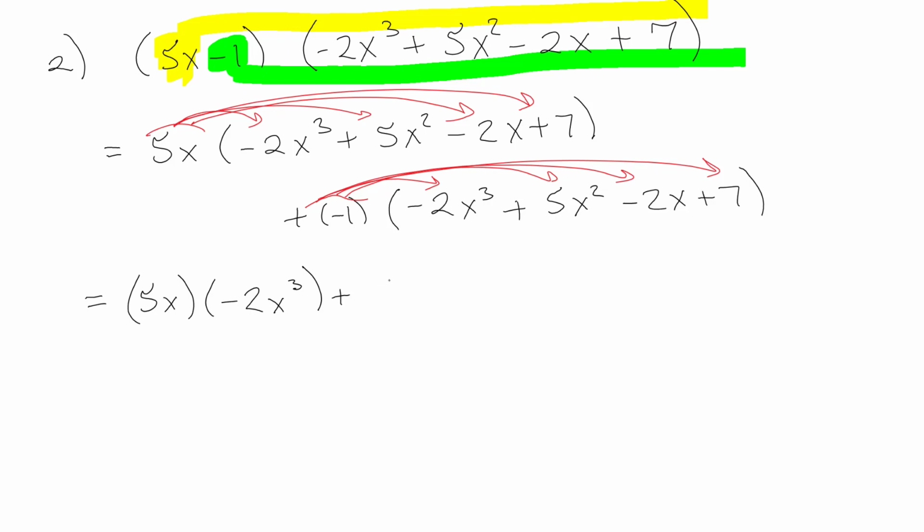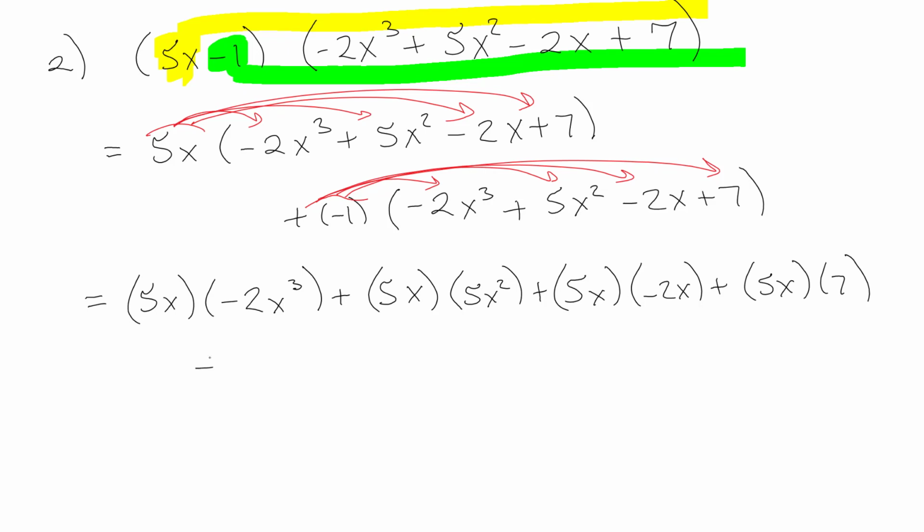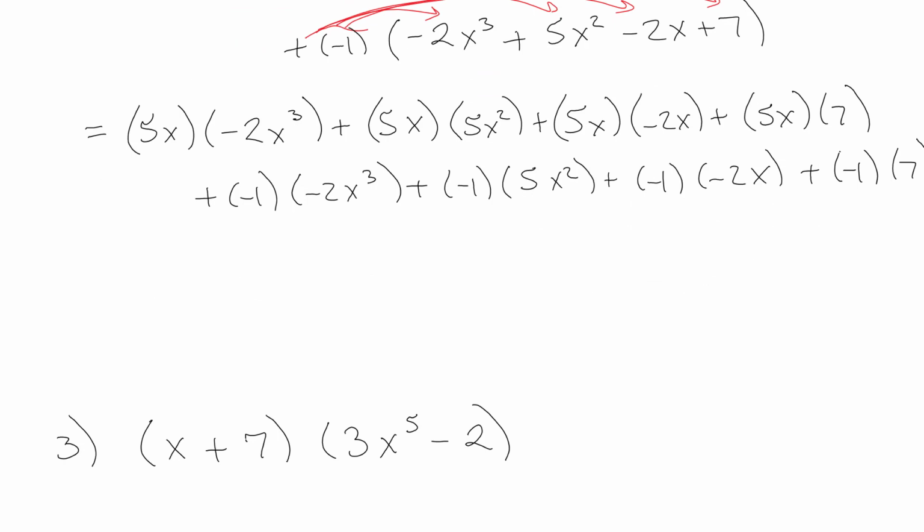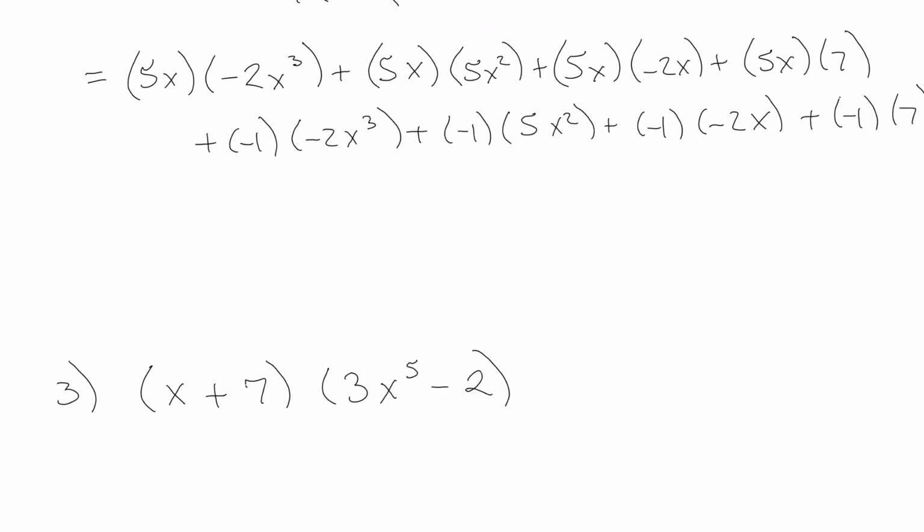So if you need to go ahead and kind of do 5x times this, 5x times this, 5x times the next thing, 5x times the next thing, good. And then negative 1 times the first thing, negative 1 times the second thing, negative 1 times the third thing, and negative 1 times the last thing. Whew, that's exhausting. Don't give up. You gotta want it. Like, but I kind of don't want it. Want it anyway. It's easier if you pretend you want it.